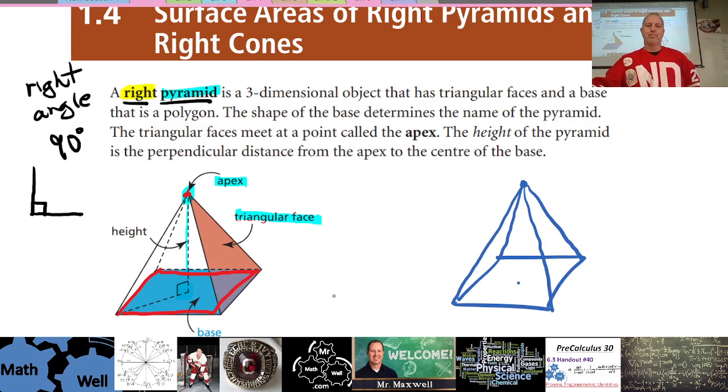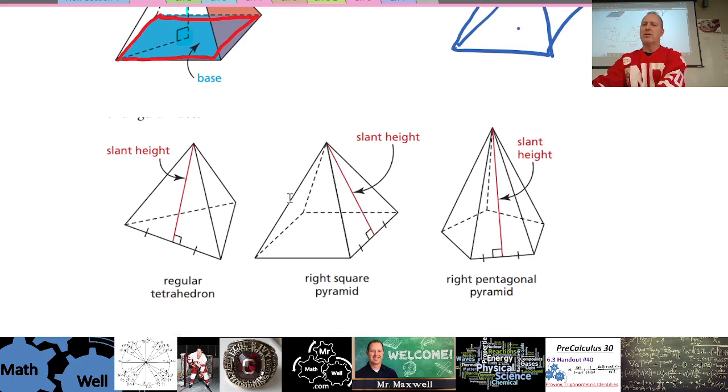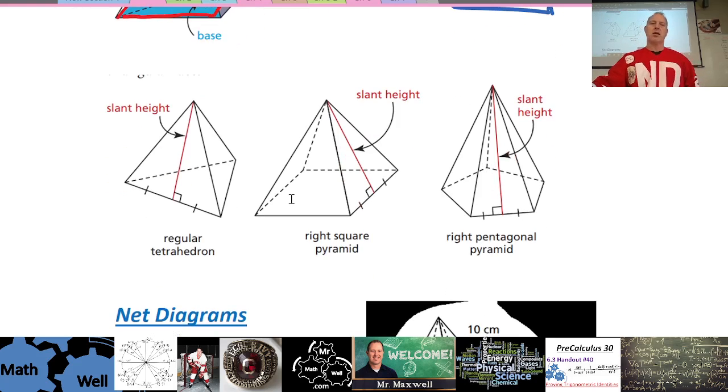Okay? All right, any questions so far on this? Okay, so if I mention the apex, you know what I'm talking about. If I mention the base, you know what I'm talking about. Excellent. Okay, I mentioned that there was a different kind of height that we're going to have to talk about.